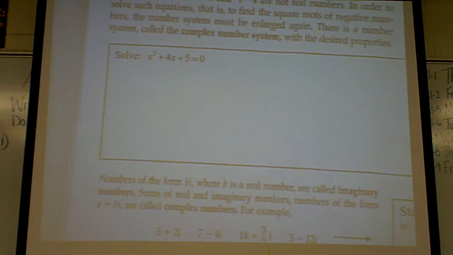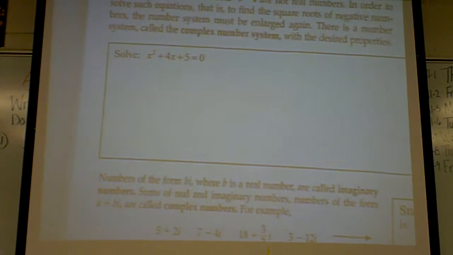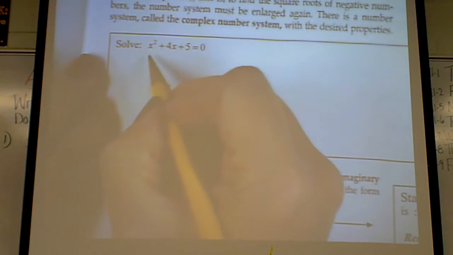If you were asked to solve this, what would you do? You want to factor it? All right, let's factor it. What do I write? I'm taking your suggestion.